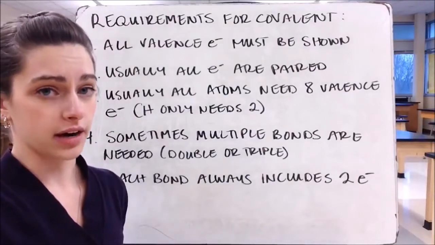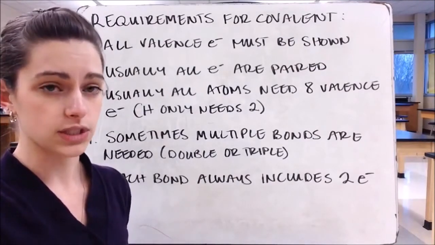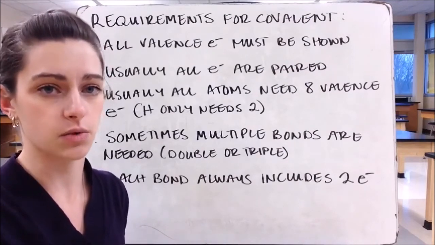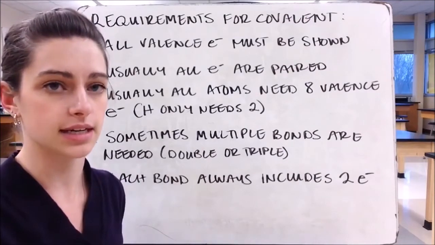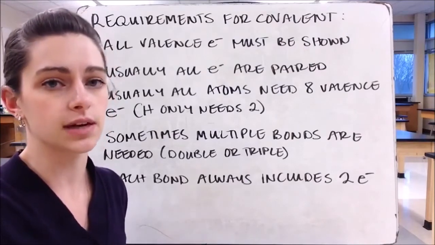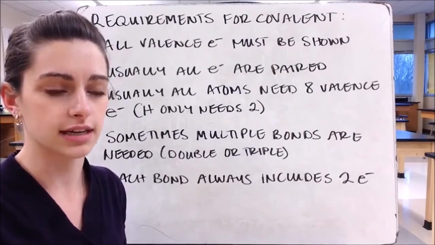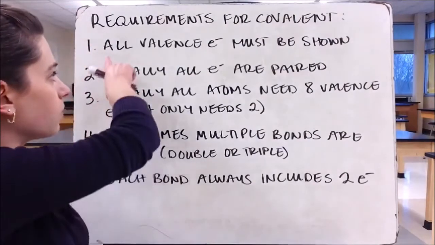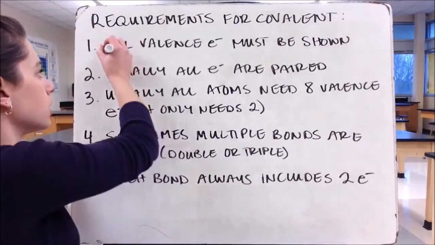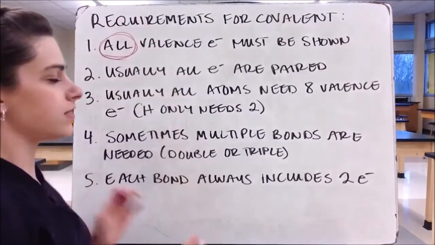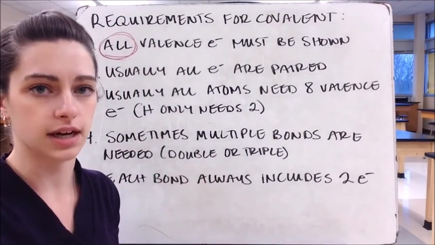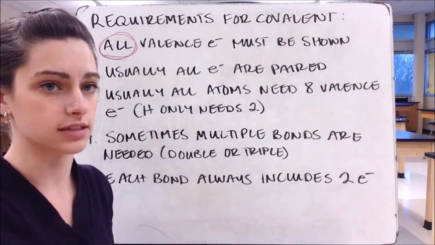So there are a lot of requirements and a lot of rules, and this comes through practice and process. It'll get easier and easier the more we do it, but it's going to look pretty intimidating here at the beginning. But let's go through the requirements for a covalent compound Lewis structure to be valid. First of all, we have to show all of the valence electrons. For all of the atoms in a compound, we have to show all of their valence electrons.